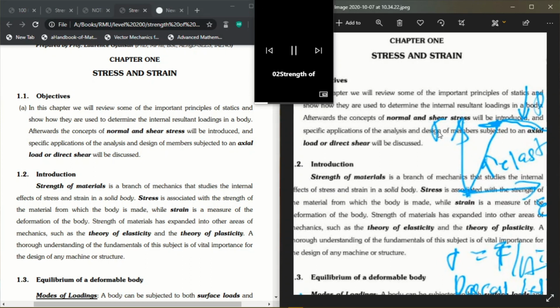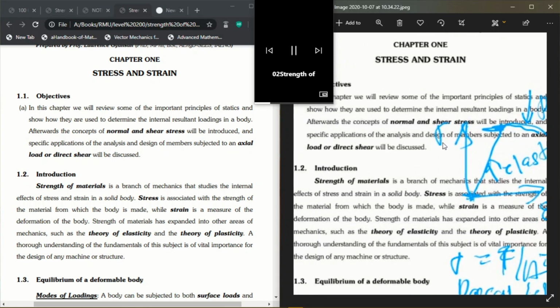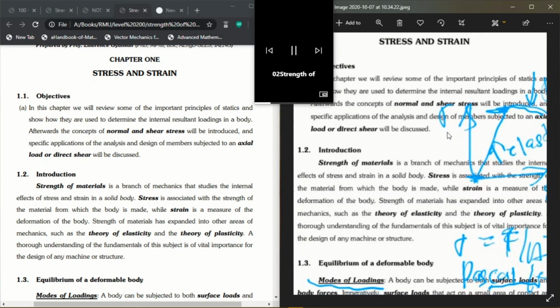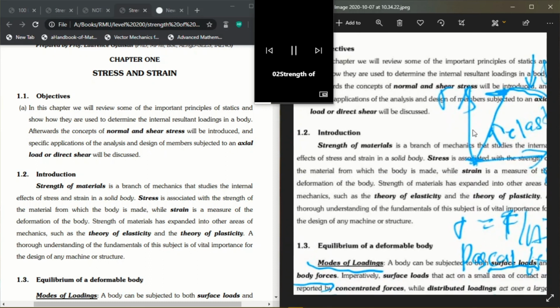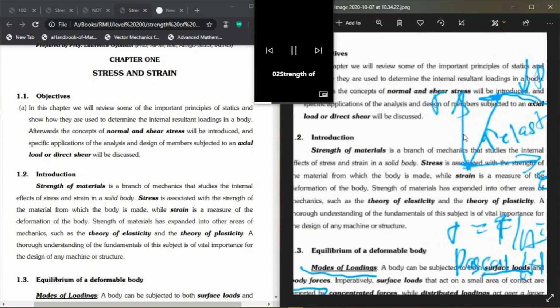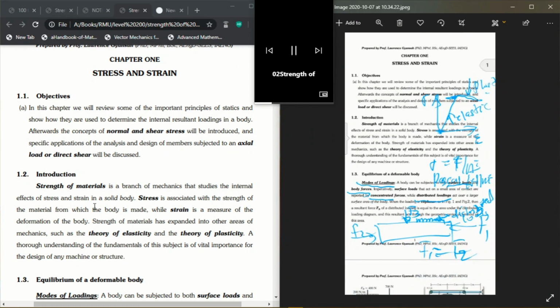Then in the same chapter one, I will also highlight normal and shear stress, which will be introduced. And then we will understand something called axial load or direct shear, which will also be discussed. I've already defined what strength of materials is. Strength of materials is a branch of mechanics that studies the internal stresses or effects of stress and strain in a solid body. It's very clear.